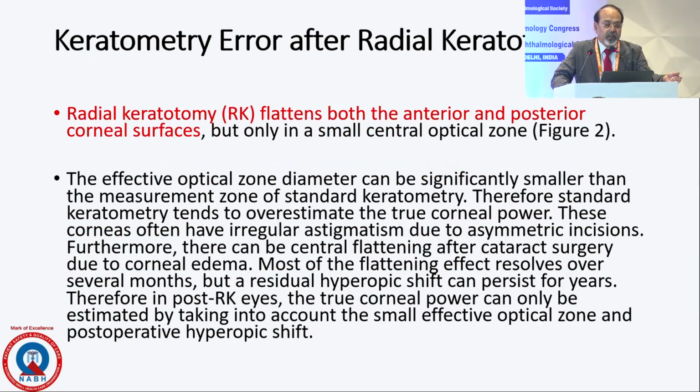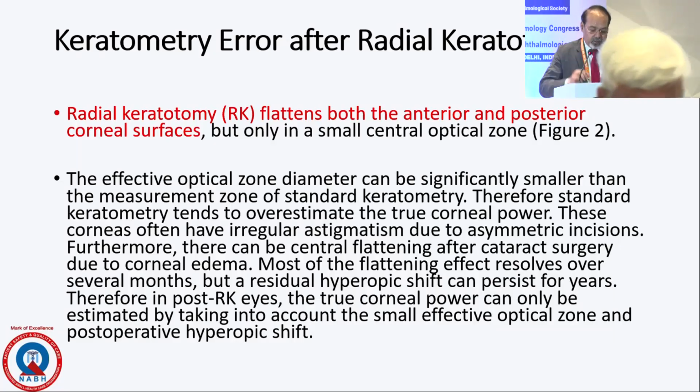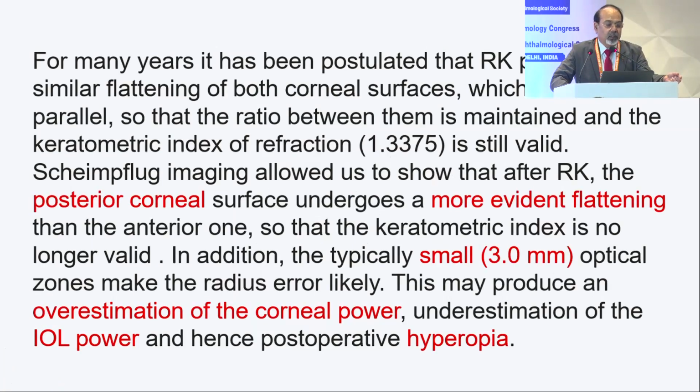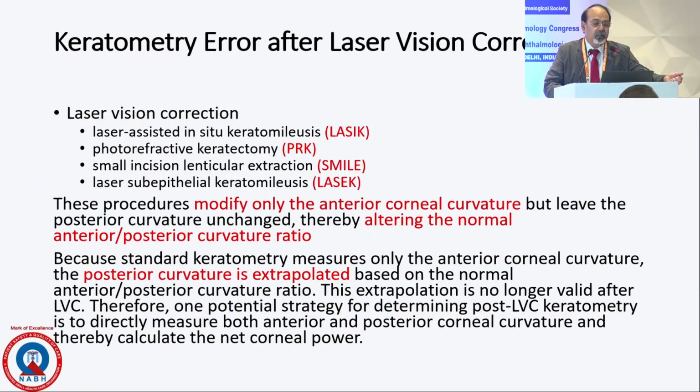Radial keratotomy flattens both the anterior and posterior corneal surfaces, though there is not much of a difference in the anterior posterior corneal curvature relationship, but the problem is the small optical zone, which is what we have to measure. And in RK, the posterior corneal surface undergoes a more evident flattening, and this causes overestimation of the corneal power, and the IOL power becomes hyperopic.